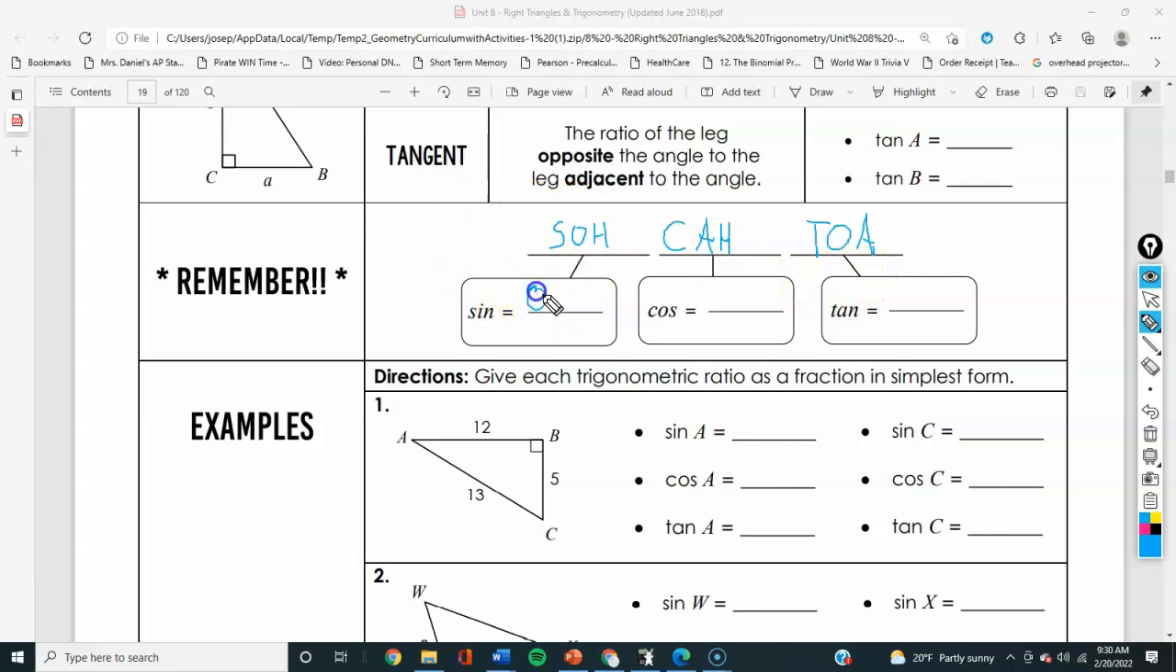It tells me sine is opposite over hypotenuse. Opposite over hypotenuse, I always write like this. Cosine is adjacent over hypotenuse, and TOA: tan is opposite over adjacent.